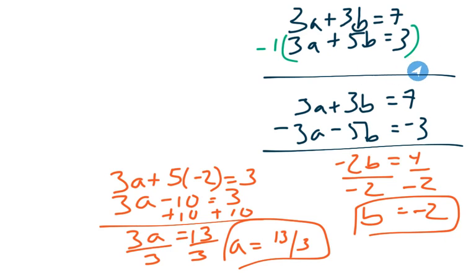I opted to plug it into the bottom equation, and there's really no rhyme or reason for which one I pick unless one looks much easier. 3a minus 10 equals 3. Add the 10. Divide by 3. Kind of thankful that you run into the fraction at the end and not at the beginning, because then the substitution becomes yuckier and you might want to do that double elimination.